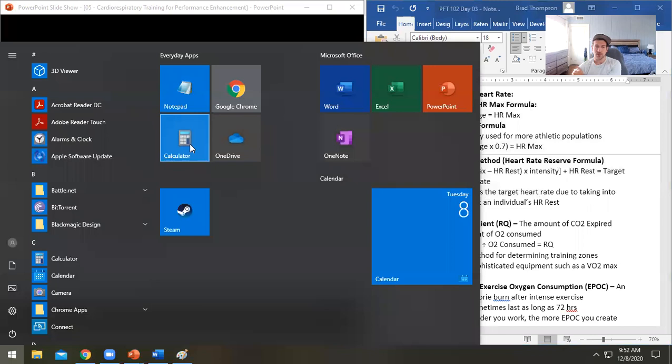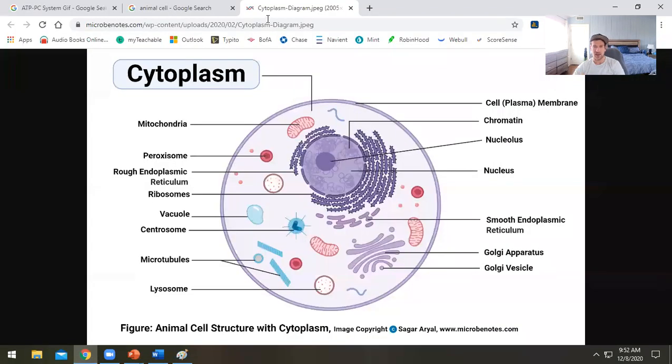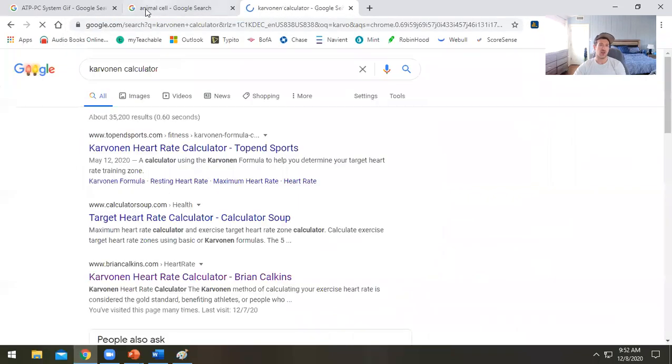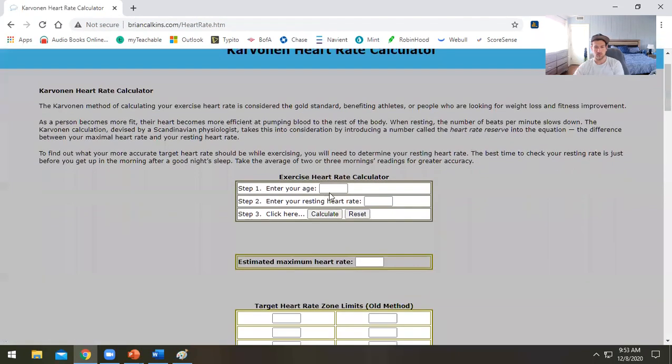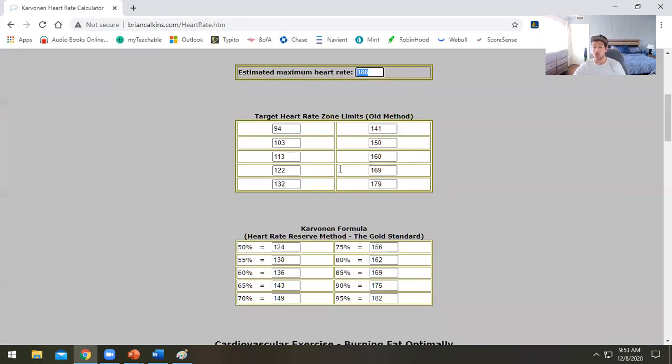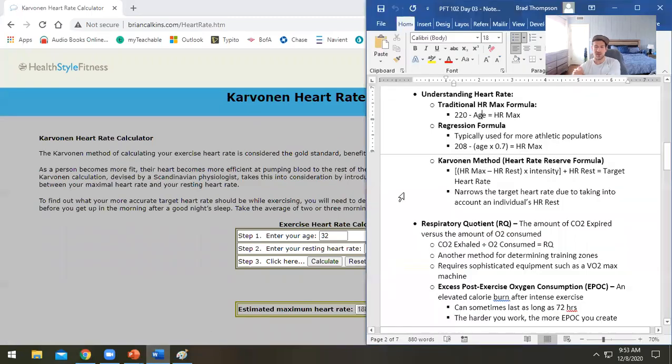If I was being really simple about it, I'm going to go to that calculator I went to yesterday. Carvonen calculator. Let's say it's me. I'm 32 years old. My resting heart rate was 59 beats the last time I checked it. So my max heart rate is 188, because my max heart rate is calculated by subtracting our age from 220, right? We talked about that in the assessments class.